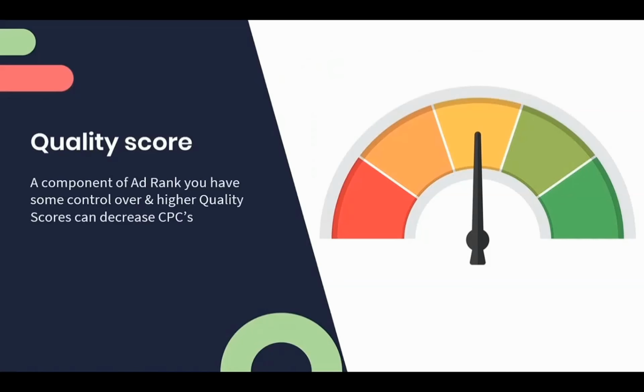So let's get into the quality score a little bit deeper so that we can understand the different layers to it. This is essentially a component of ad rank. You have some control over how you see it in your Google Ads account, including the summary as well. A higher quality score can decrease your CPCs, which is essentially your cost per click. So that definitely is something that we would want to work on.